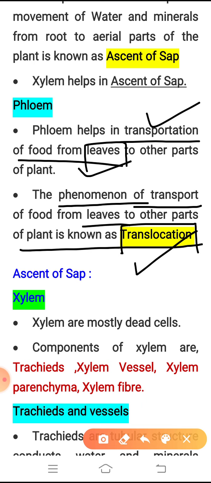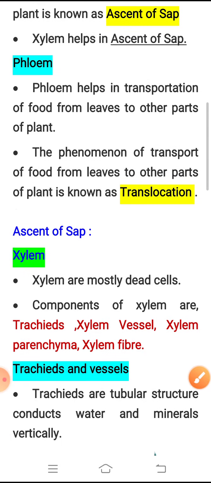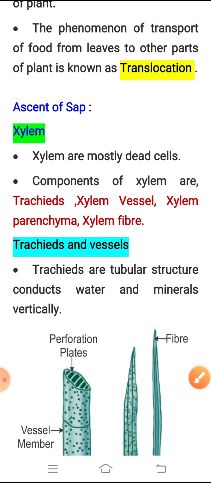You have learned two new, very important words here: one is ascent of sap and the other is translocation. What is ascent of sap? It is transporting water and minerals from root to different parts. What is translocation? Transporting the food from leaf to different parts of the plant. Now let us understand all these things in detail. Let us first understand ascent of sap.